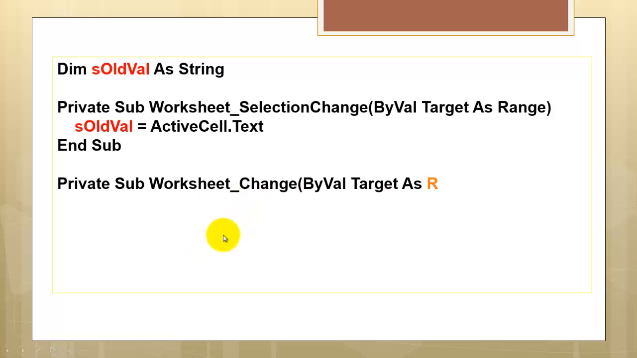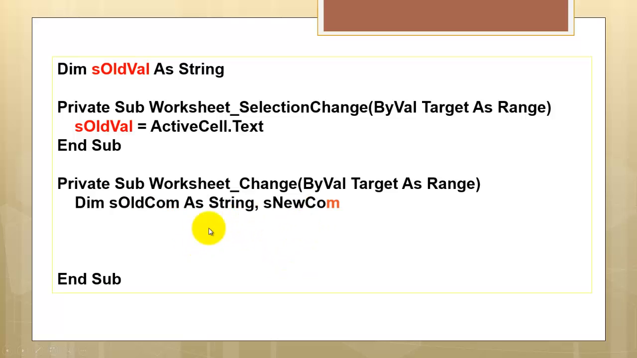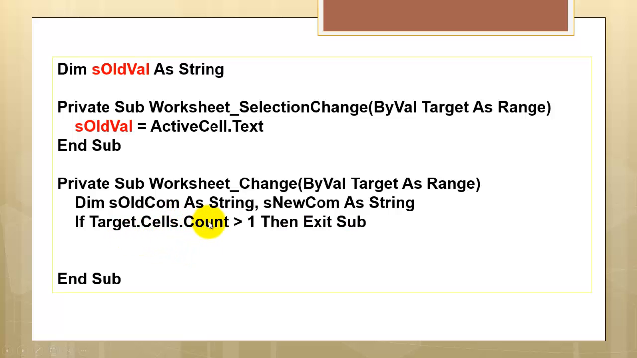When the user changes something in the worksheet, we need to talk to the old comment and the new comment. If the Target count of the cells is greater than 1, that means you have selected multiple cells, and please don't do this. You would create comments for all the cells.